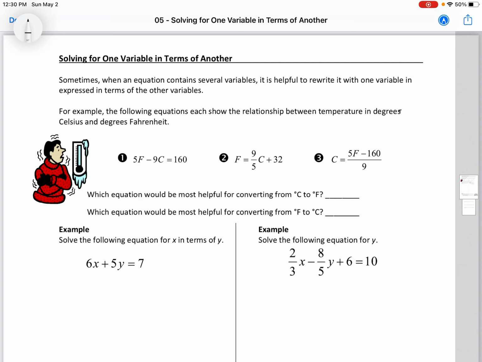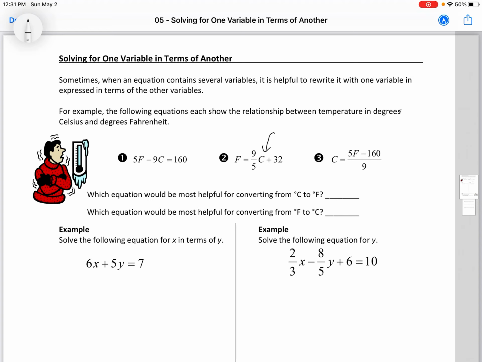The first one is 5F minus 9C equals 160. And I'm going to jump right in and explain that formula is not particularly helpful. Most people don't use that one at all. The next formula is F equals 9/5 C plus 32. Sort of a complicated equation, but what you have to see is that if you want the Fahrenheit, you just plug in the Celsius right in there, and then you can get the Fahrenheit. And you take the Celsius and you multiply it by 9/5 and add 32.